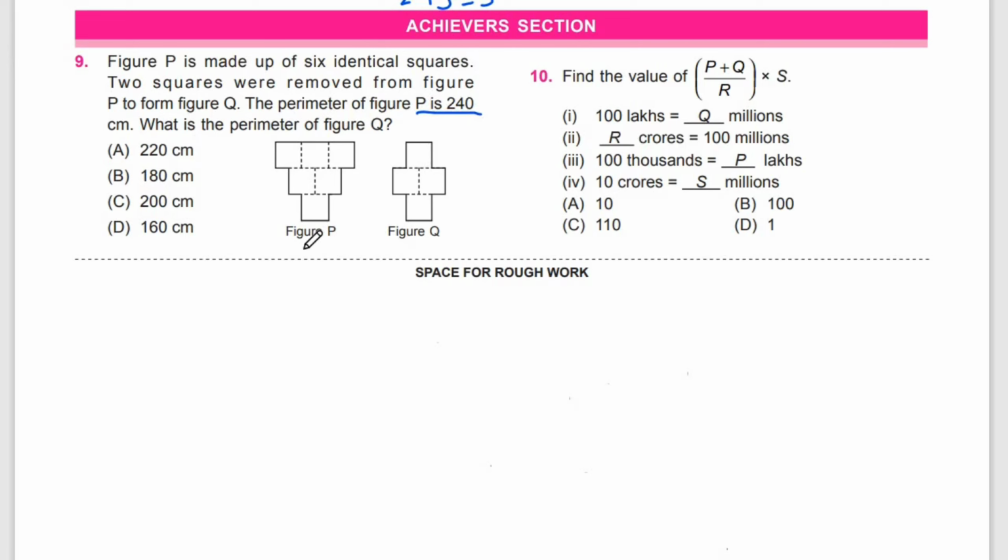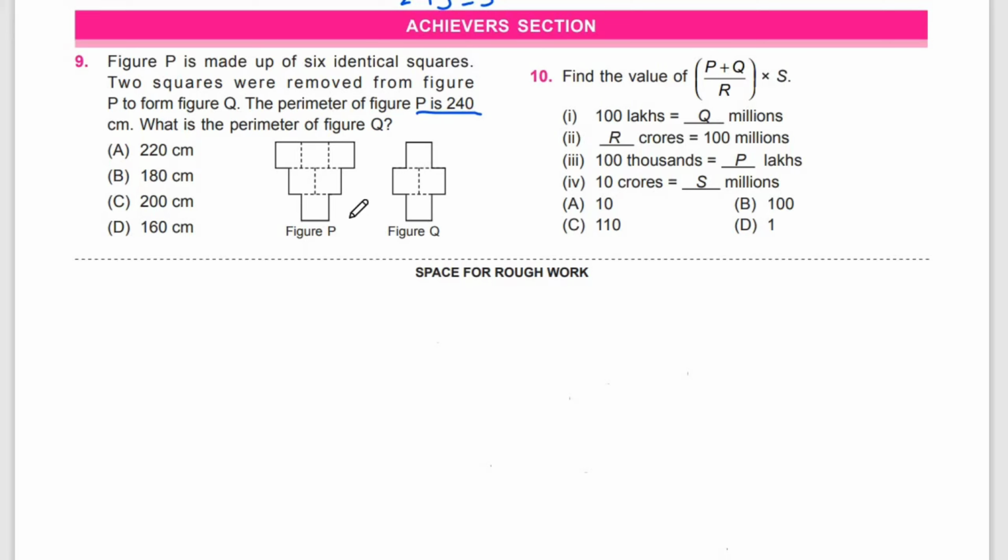So they have given us the perimeter of figure P and they are asking us to find the perimeter of figure Q. But here no length, no width, nothing is given. The sides of the squares are also not given. Only the perimeter is given. So how are you going to find it? Any idea? Okay, let me tell you.